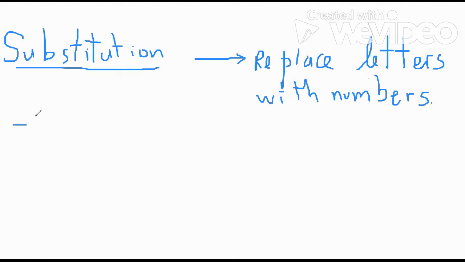Suppose I have something like this. Negative 3 plus 5. We're adding negative 3 plus 5. What is that? Anybody knows? Negative 2, sir. Negative 2.